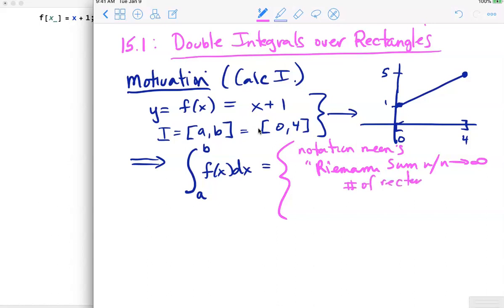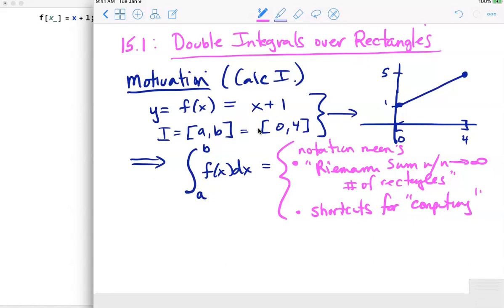So we might want to recall the Riemann sum in the Calc 1 sense, right? So there was the actual meaning of this notation and what that notation meant. And then in Calculus 1, you started to develop shortcuts for computing that integral.